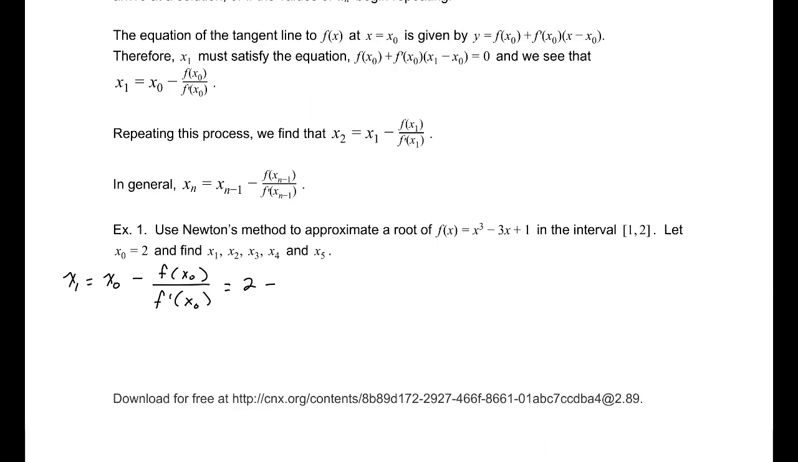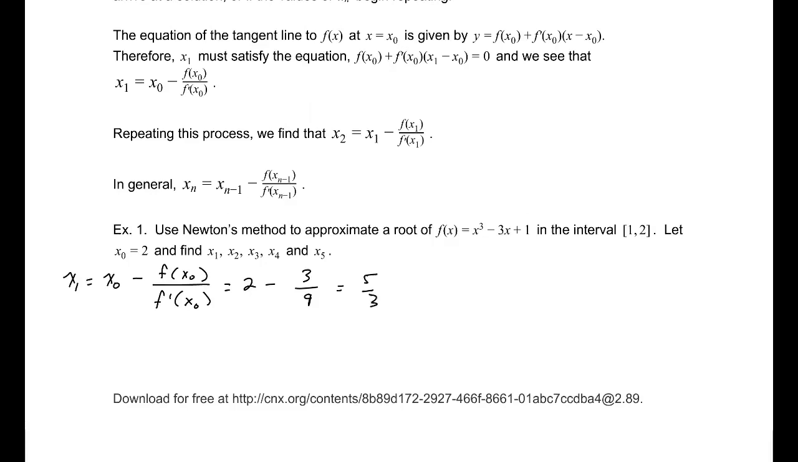Alright, so f of 2 will be 3. Now f prime at that same point is 9. So that should be 2 minus 1/3, that's 5/3.